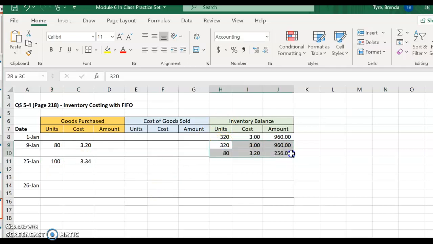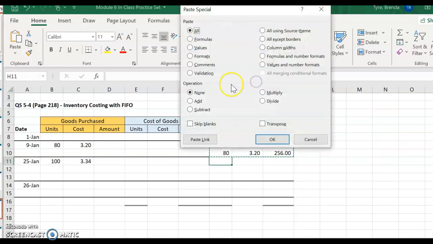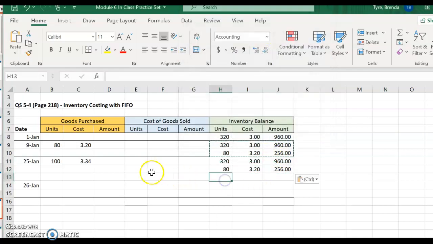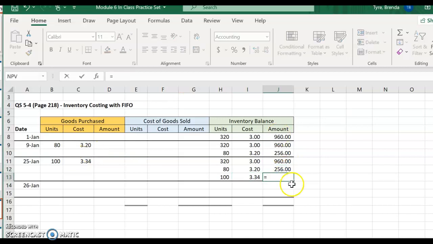Now I have these values. I'm going to copy and paste special. And then we're going to add the 100 units and a cost of $3.34. Do our extension, and we get $334. On January 26th, we are told that we sell 350 units.